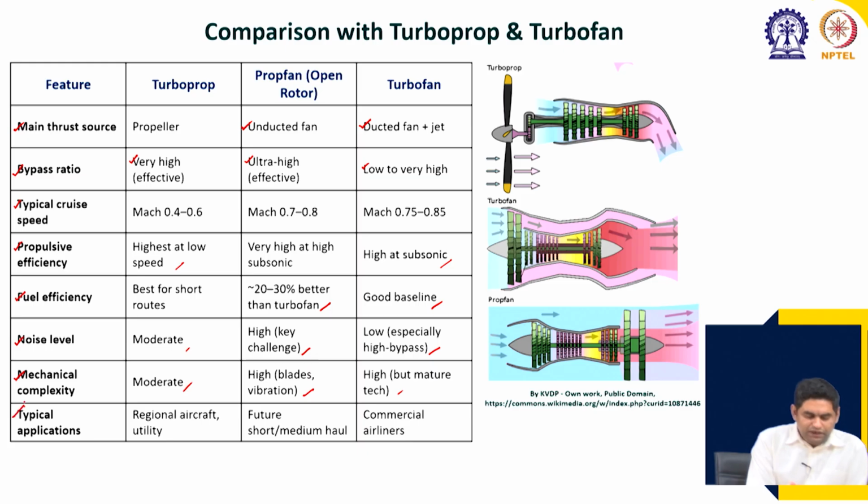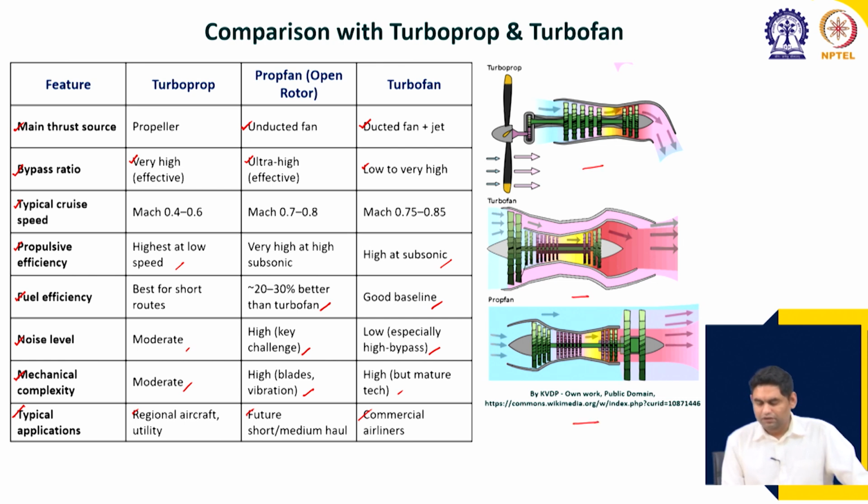Typical applications: regional aircraft and utility aircraft for turboprops; short to medium distance future aircraft for prop fans, still not used till now; and commercial airlines for turbofans, which is very widely used. This is the most widely used type of engine. On the right hand side, you can see a schematic comparison of turboprop at the top, turbofan in the middle, and prop fan at the bottom.